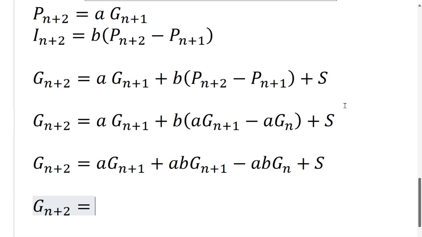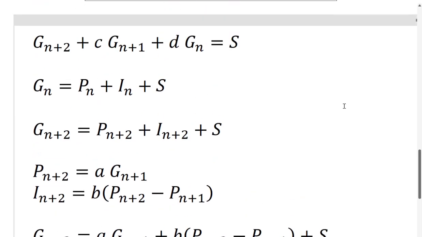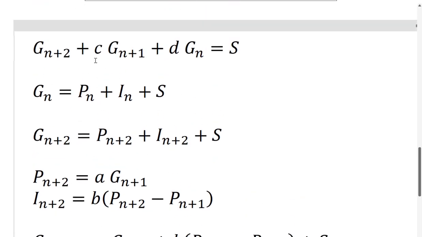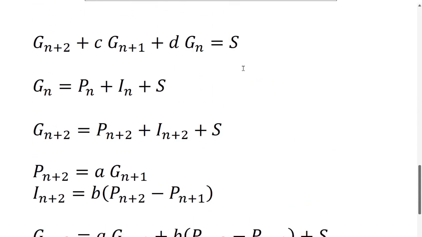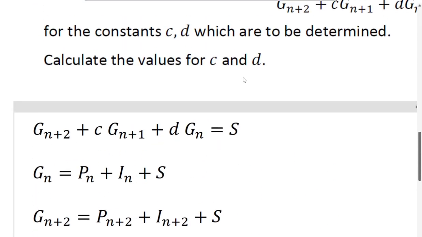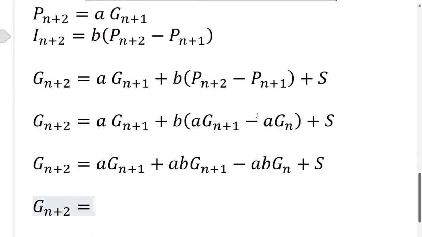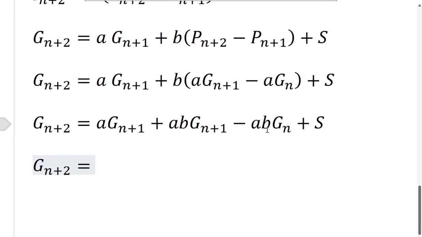Wait, I think that's very close to what we want. We want our equation to have an n plus 2, an n plus 1, an n, and an s. Sorry, I'll just look at that again. So what we want is g(n+2) plus something times g(n+1) plus something times g(n) equals s. And that's, I think, what we have. We just need to sort out the somethings and tidy it up a bit.